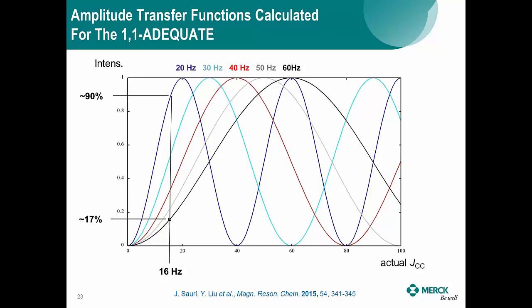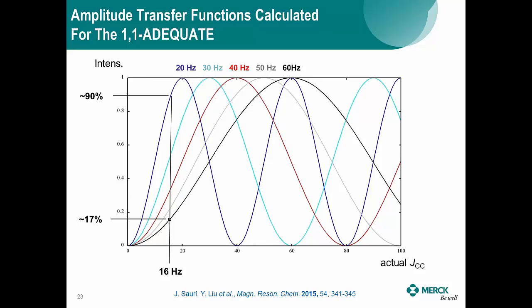But the other values are also possible. Let's imagine that we optimize the experiment to 20 Hertz and that we have a two-bond correlation that is unusually large, like let's say 16 Hertz. This 16 Hertz coupling constant in a 20 Hertz optimized 1,1-ADEQUATE experiment can give rise to a response of about 90% of the possible maximum intensity.